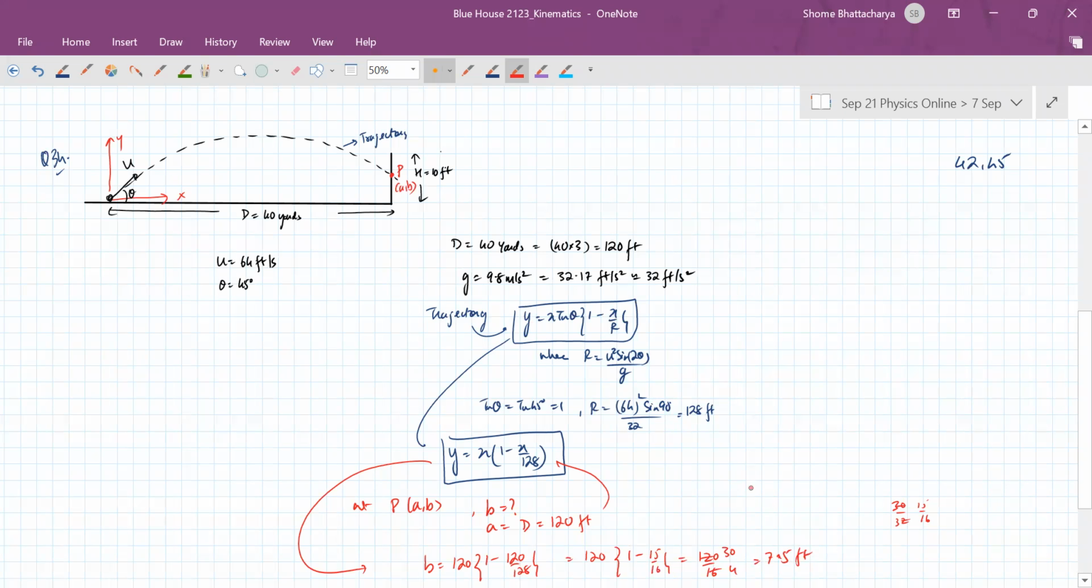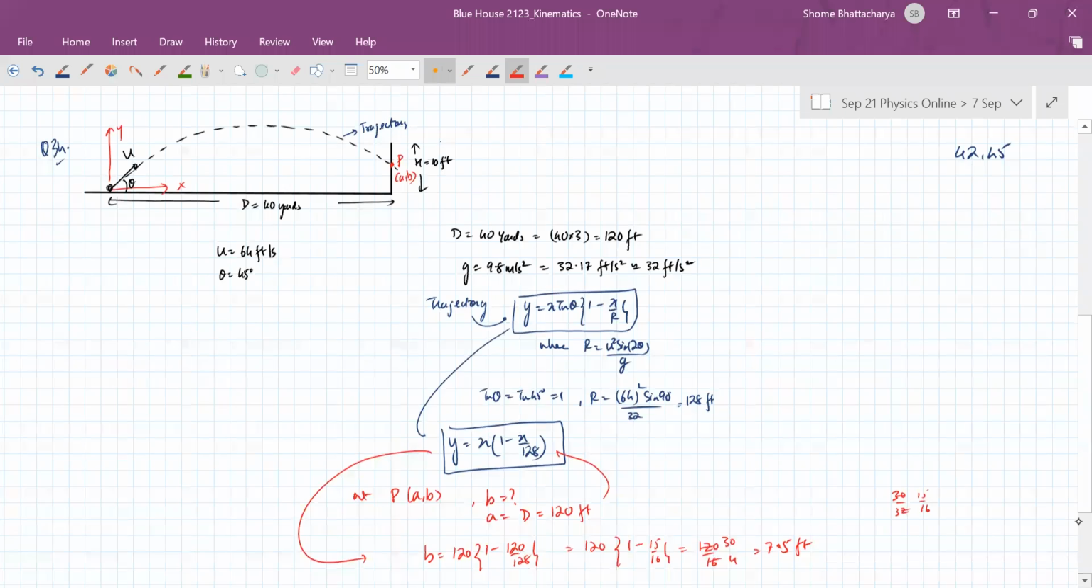So you can see that it will basically get netted because it is less than 10 feet, unless of course the goalkeeper is able to stop it. That's a different matter. So it not only reaches the goalpost, but it reaches at a very optimal height of 7.5 feet.